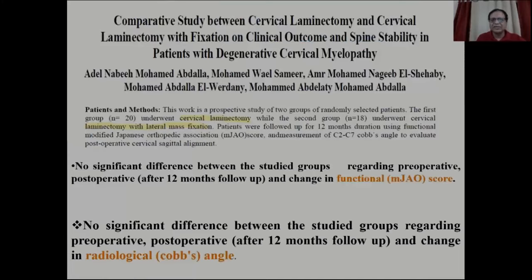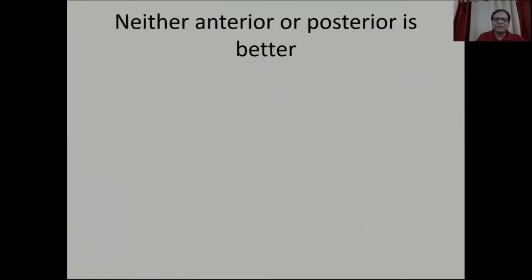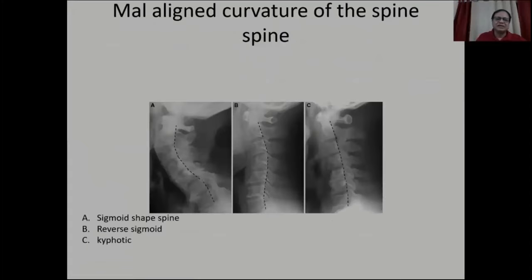When the literature compared with or without fusion, they found no significant difference between laminectomy only or lateral mass fusion, because at the end of 12 months, the functional outcome was similar. So neither the anterior nor the posterior approach is better, because with anterior and posterior approaches all the time, we concentrate only on decompressing the narrow spinal canal, but we never concentrated on getting back the normal or physiological alignment of the spine.